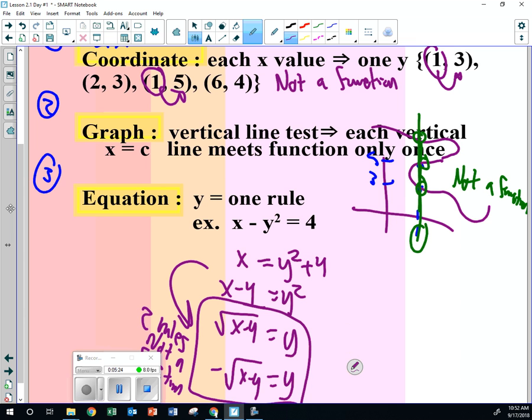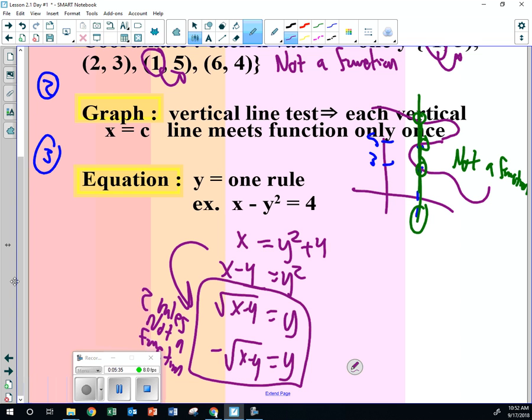If you draw the graph and you draw a vertical line and it hits more than once, then you know, same thing. X has more than one y, so therefore it's not a function. Same thing here. If you have one x, you can have more than one y. So it doesn't work. This one seems a little harder, but it's just dealing with an odd power or an even power of y. If it's an odd power, it's fine.